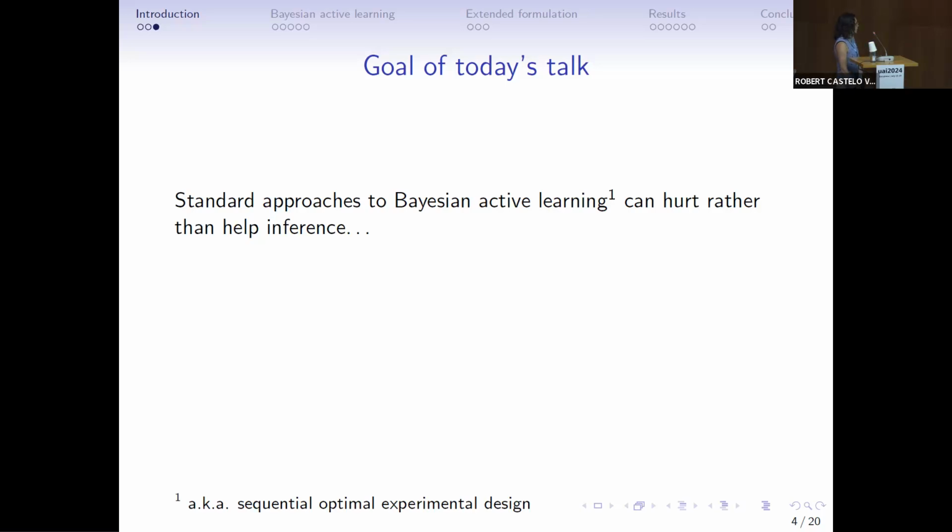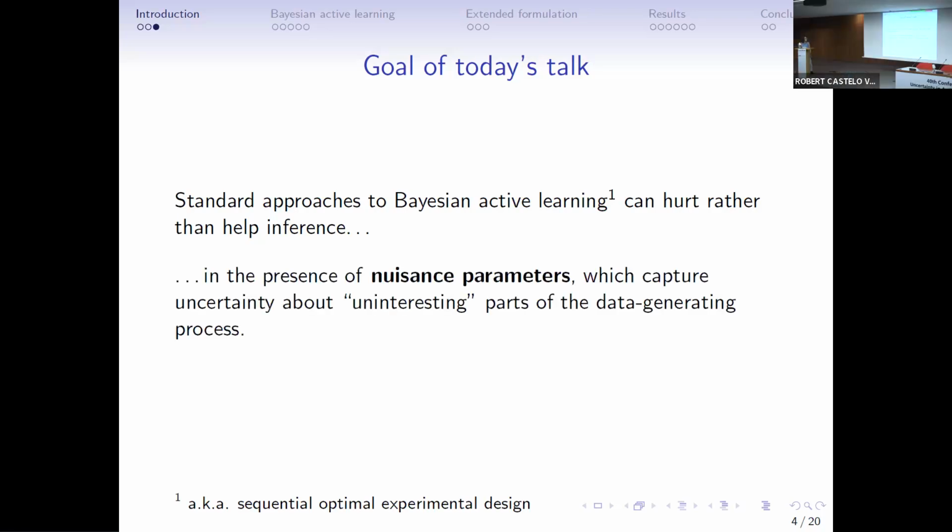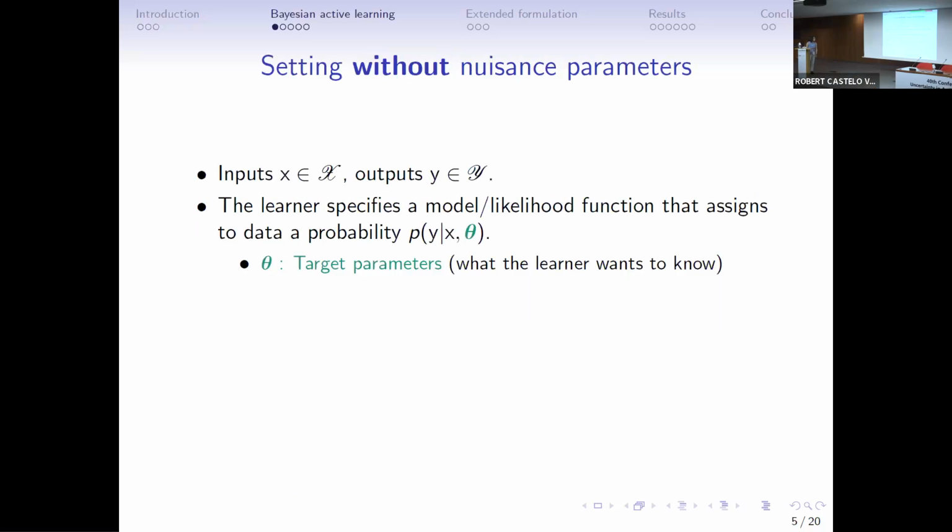If you've heard of methods like sequential optimal experimental design, this is the same thing as active learning. And as you may have guessed from the title of this talk, the key ingredient that's going to break things down here is the presence of nuisance parameters. Roughly, these are things that capture uncertainty about ostensibly uninteresting parts of your data generating process. I'm going to lay some groundwork here without nuisance parameters, and then I'll bring them back in a couple of slides. I'll denote our inputs X and our outputs Y. Your learner specifies a model or a likelihood function that assigns to your data a conditional probability.